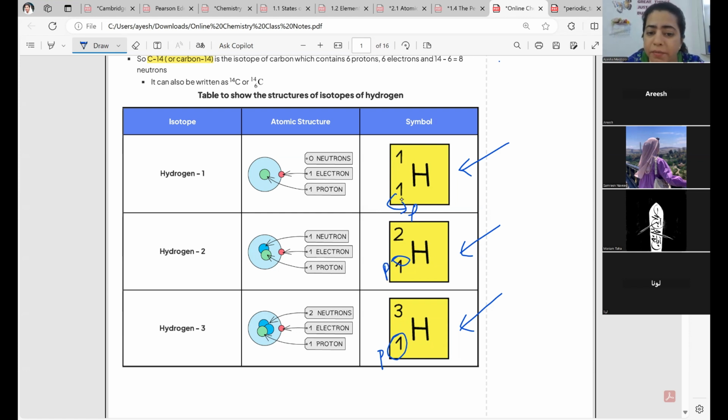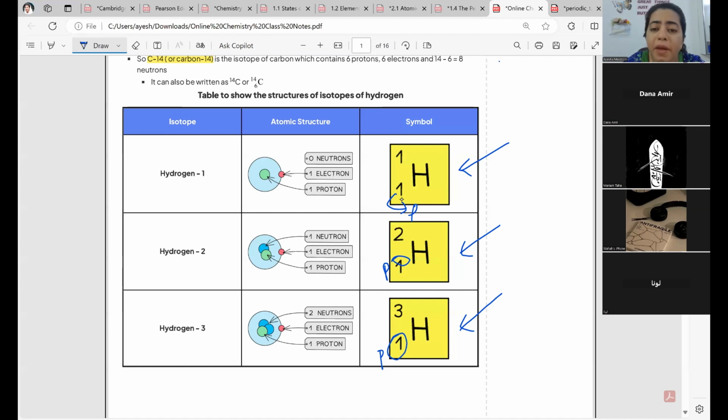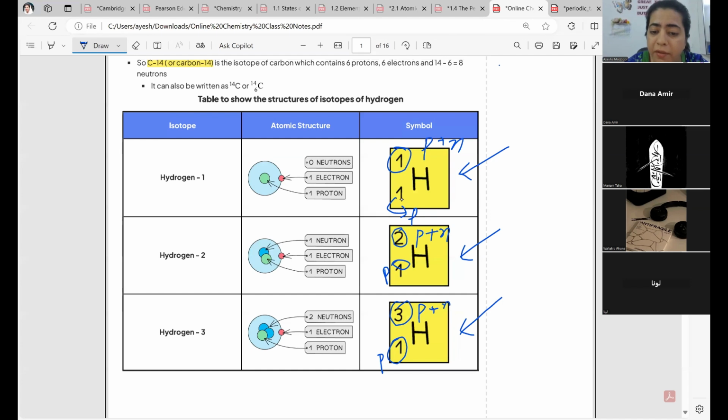It is representing the relative atomic mass, the nucleon number, so it is protons and neutrons together. This number 1 is protons and neutrons together, this number 2 is protons plus neutrons together, and this number 3 is protons plus neutrons together again. This number is different, while the proton number is the same. It means all have 1 proton, but they have different numbers of neutrons. Getting the point?